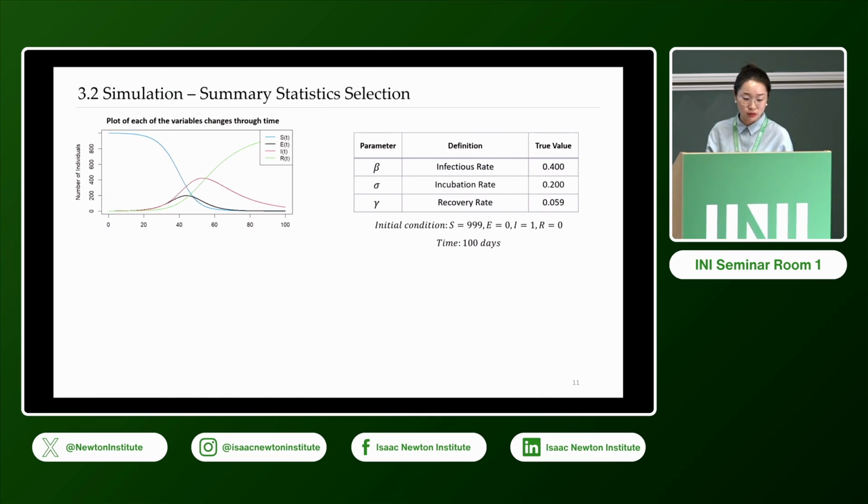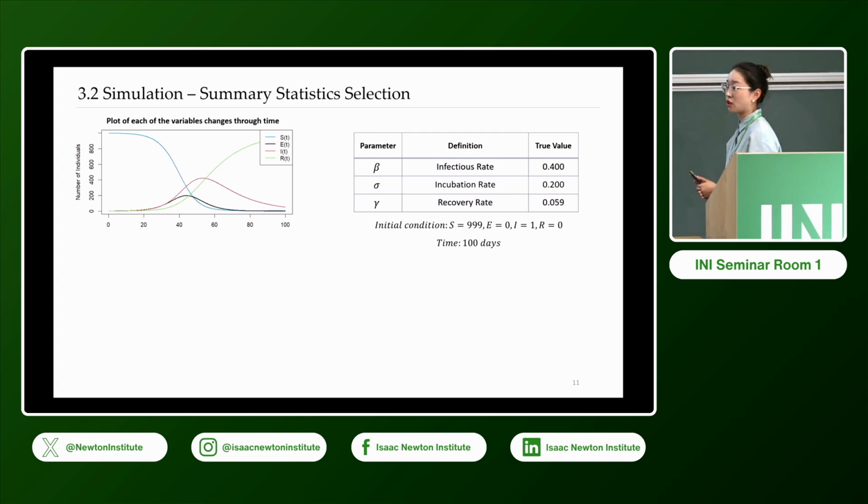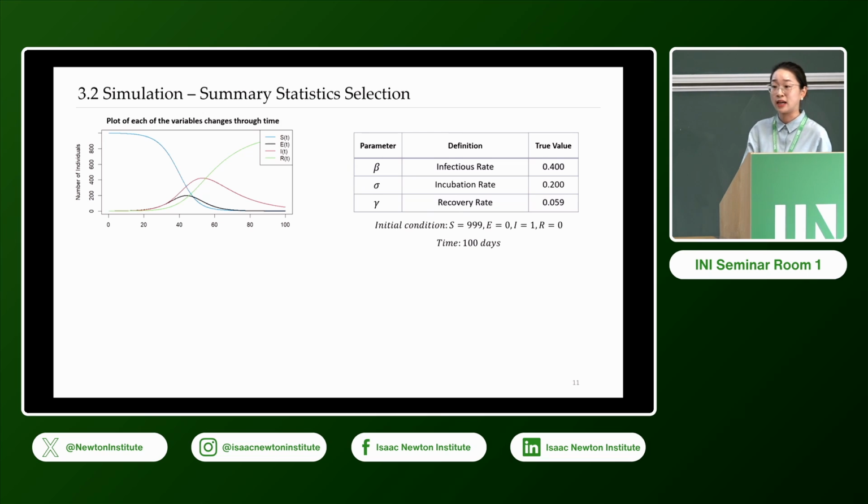The data we're using is the daily count of individuals from different compartments, simulated from the deterministic SEIR model with an arbitrary choice of parameter values. And we set the initial condition for the epidemic to start, and the simulation lasts for 100 days.